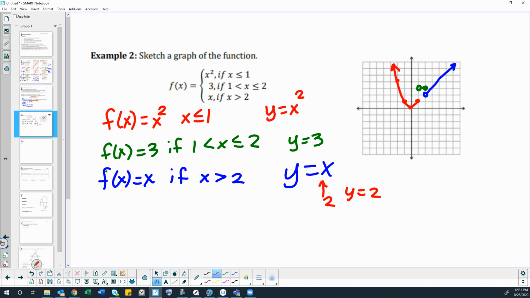Okay. Make sense? How are we feeling about graphing piecewise? So the key is understanding all of those toolbox, those common functions, and what those look like, so that you can then graph pieces of them. Okay.